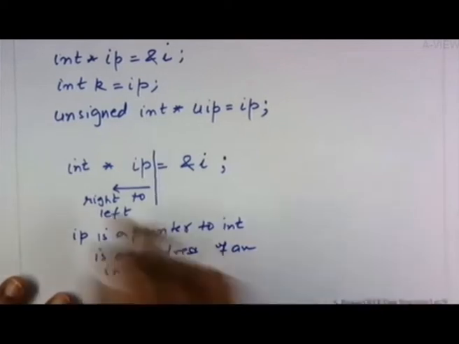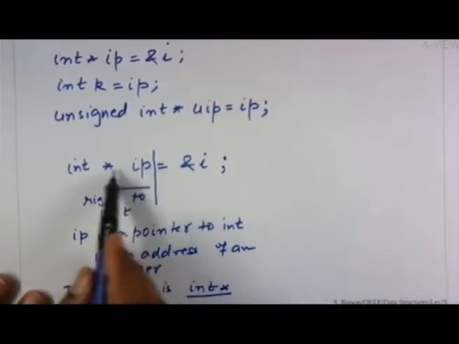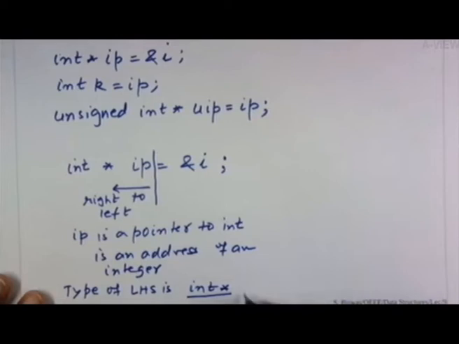Okay, this is the left hand side. So what is the type of the left hand side? The type of the LHS of this expression is int star, or in other words, everything to the left of IP. This is IP, ignore it, take everything to the left of it, and this is the type of the left hand side, or type of IP.